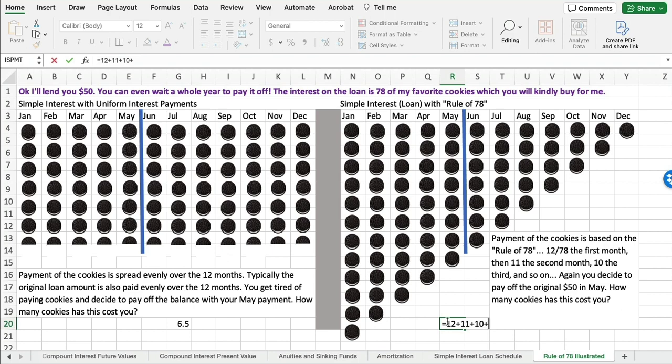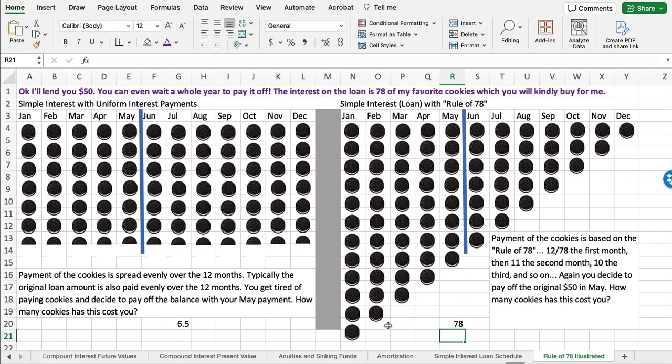Whoops. And you'll see that it actually equals 78. So 12 plus 11 plus 10 plus 9 plus 8 plus 7 plus 6 plus 5 plus 4 plus 3 plus 2 plus 1. Hit enter, and there's my 78.